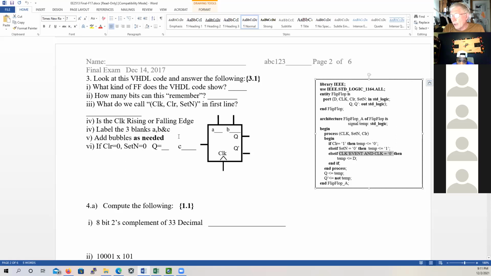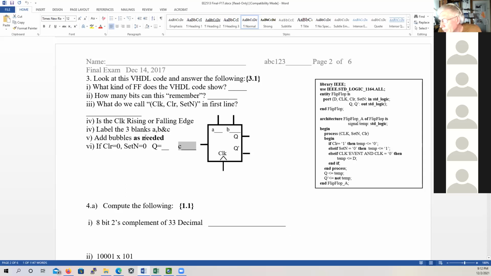And then label the 3 blanks. What would you label this input here? A, B, and C. So what's C? Clear. D. Yeah, that would be the D input generally. And then what about up here? A could be the clear, and then the B could be the set not. And then add bubbles. Where do you need bubbles? You need 1 on the clock, and you need 1 on the set not, which would be the A, I guess, if you put it there.